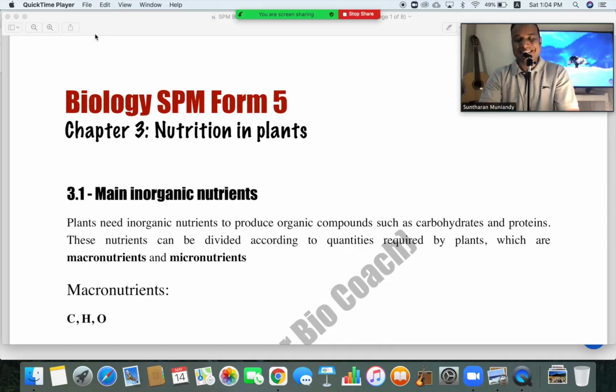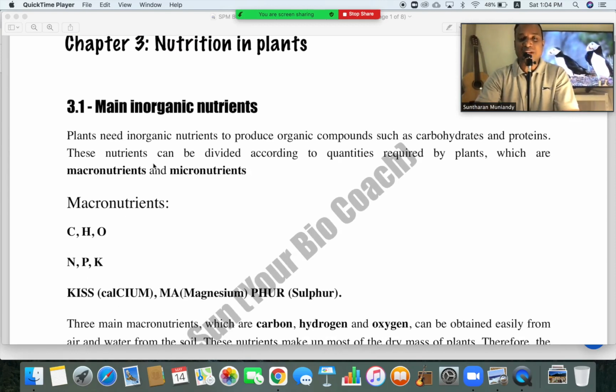Hi students, now let's look at one of the most important topics in Form 5, one of the most challenging topics in Form 5 for most of the students. We are looking at SPM Biology Form 5 Chapter 3 Nutrition in Plants. This is the KSSM syllabus. Now let's look at 3.1, which is main inorganic nutrients for plants.